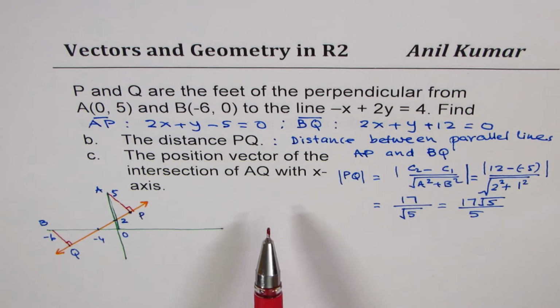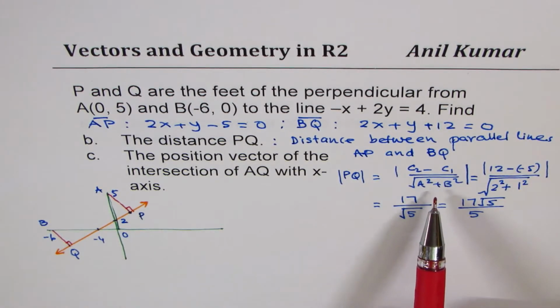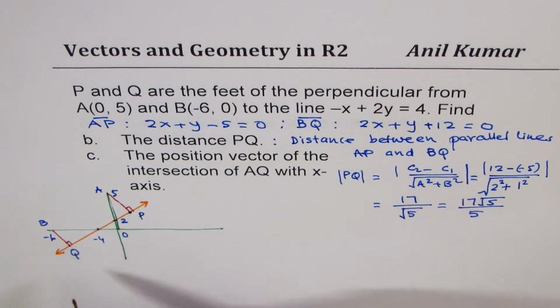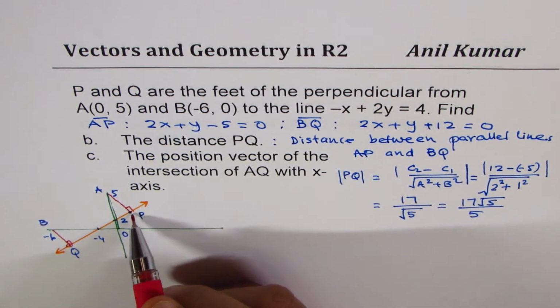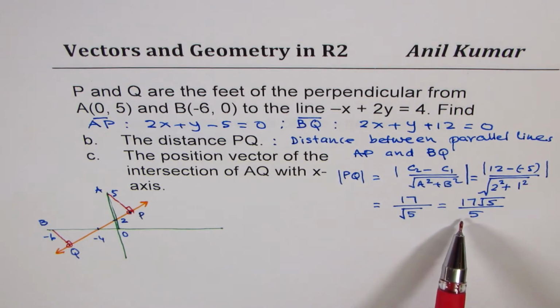Perfect. Let's move on to part C. Those who find it difficult can actually find the points of intersection. We'll do it for Q also. You can do the same thing for P, and then find the distance, okay?